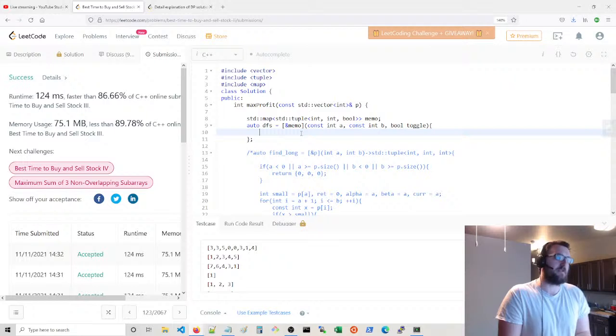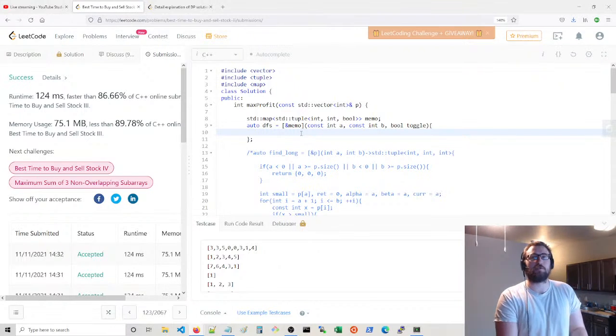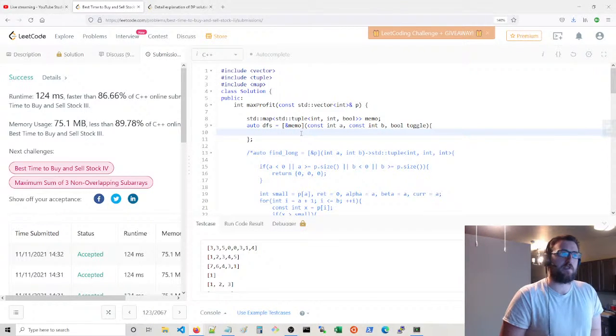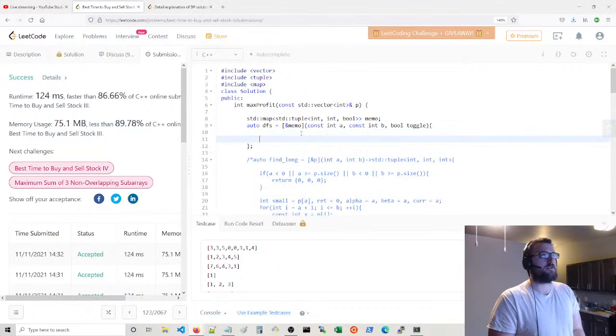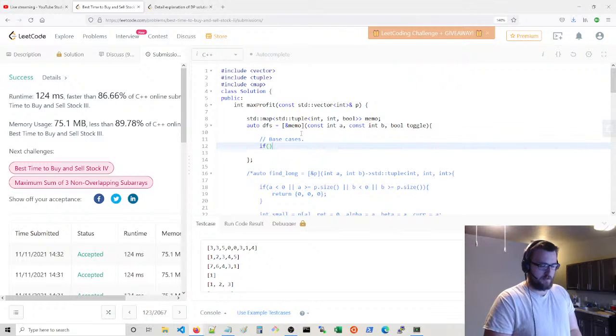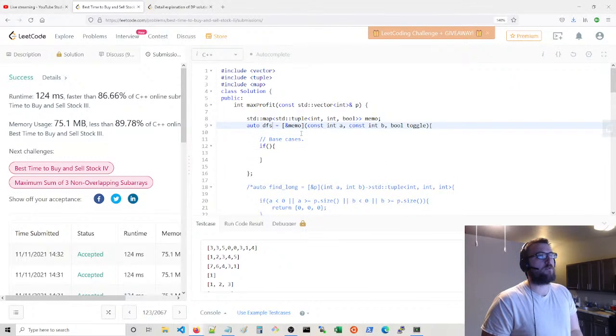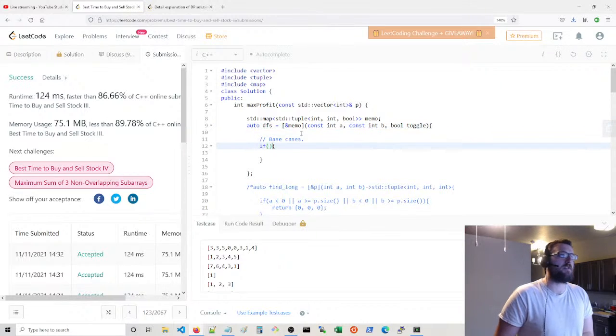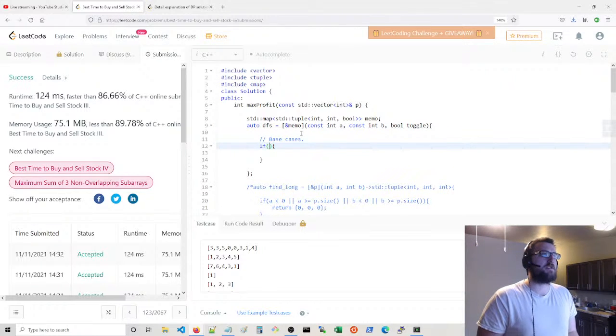So it's going to be almost exactly the same solution as what we recently solved, I think a few days ago or yesterday. So it looks like this. We'll say base cases, right? We do A and B, that's fine. A is the index into the prices, and B is the index into our sequence so far, into our transactions.